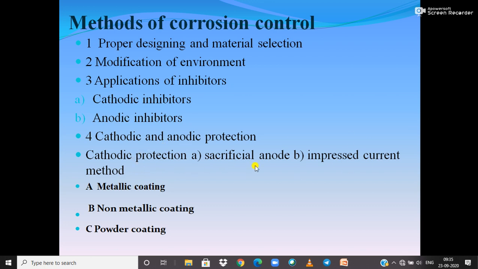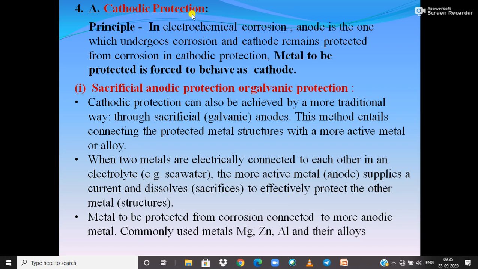In cathodic protection, again it is of two kinds, sacrificial protection and impressed current protection. And then it can be done by coating, different coatings like metallic coating, non-metallic coating and powder coating. So we are going to discuss a few methods of corrosion control. The first method is cathodic protection.